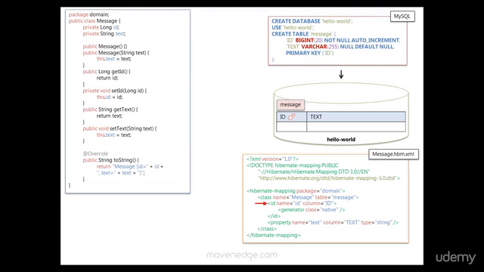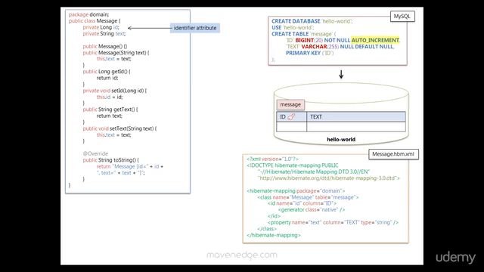Next, we're going to use this ID element to map the identifier attribute of the message class to the primary key column of the message table. And now that we mapped the identifier attribute, we have to decide how its values are generated. And that's where this nested generator element comes into play. We are using the native strategy here, which delegates the work of primary key generation to the underlying database.